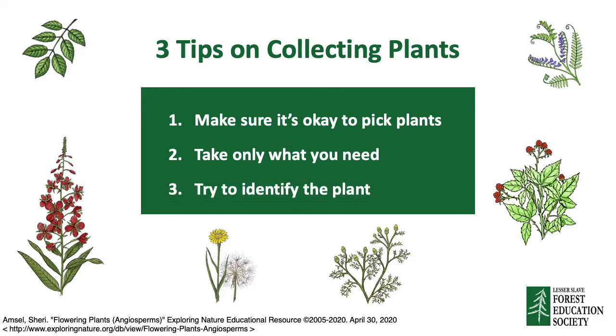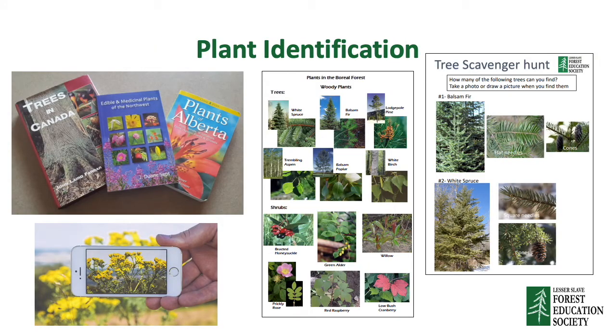And finally, tip number three, if you can, try to identify the plant before you pick it. This will help to make sure you're not picking any endangered species or rare plants or ones that might have thorns or prickles. Some plants in the boreal forest are already familiar to us, like strawberries or blueberries, but others might not be. It's important to properly identify the plants that we find outside, especially if we plan on eating them. Remember, never eat a plant unless you know exactly what it is.